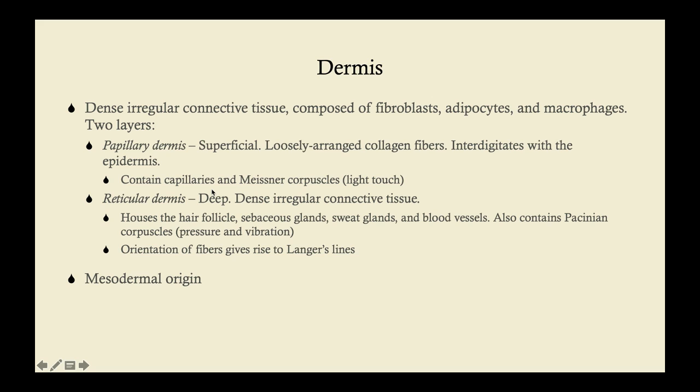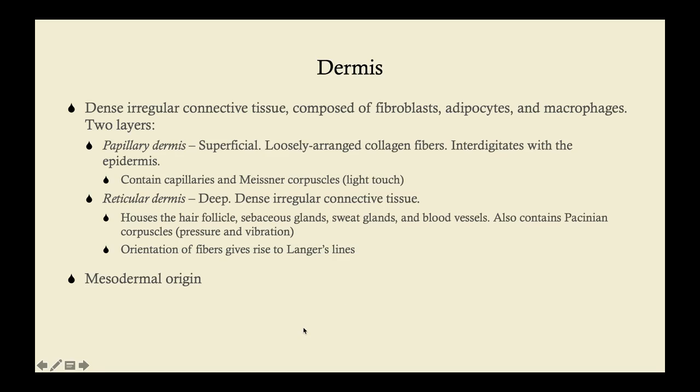Within these dermal papillae are capillaries, but also these important structures called Meissner's corpuscles, which are specialized nerve structures that are responsible for perceiving light touch. The reticular dermis is deep, it's denser, but still connective tissue. It houses the hair follicles, sebaceous glands, sweat glands, and blood vessels, things we'll talk about in the next talk. It also contains Pacinian corpuscles, which respond to pressure and vibration. So it makes sense that those are deeper. Light touch is going to be more superficial, and pressure and vibration is going to be deeper. So just remember Pacinian and pressure, same letter.